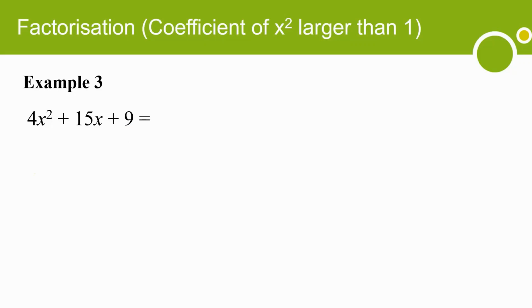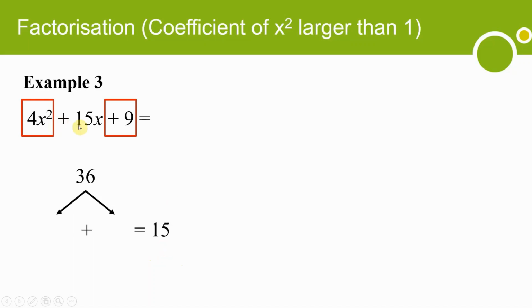So the fast method will be this. First, we multiply the first term and the last term. 4 times 9, we get 36. And then we need to ask ourselves, what are the factors of 36 that when they add up will give us the middle term 15? So we think 1 and 36, no. 2 and 18, no. And lastly, how about 4 and 9? Still no. How about 3 and 12? Yes, 3 and 12. So we go by this method.